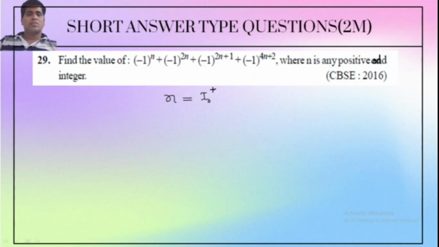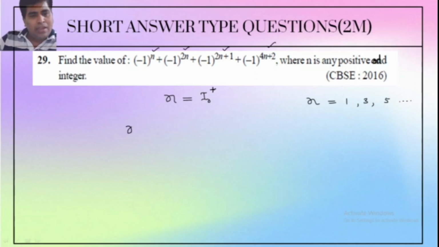So you know what odd integers are. For n, it takes the value 1. 1 is an odd integer, 3 is also an odd integer, 5 is also an odd integer, and so on. You know what the odd numbers are. Now for this question, if you keenly observe the powers, here we have n, here we have 2n, here we have 2n plus 1, here we have 4n plus 2.